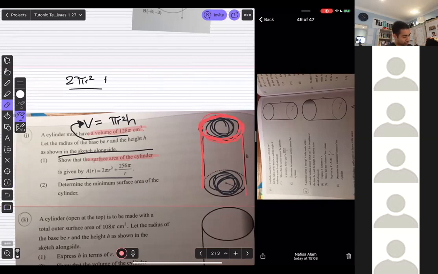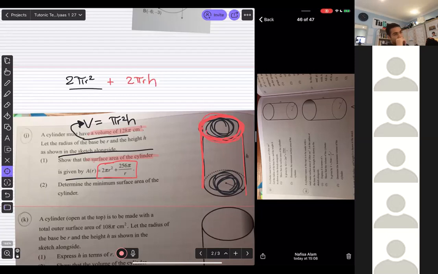Now, what do you guys notice in the answer that they gave you? Do you notice anything about the variables? What is here that's not there? The height. The height is not there, right? Who said that? Yes, the height's not there.